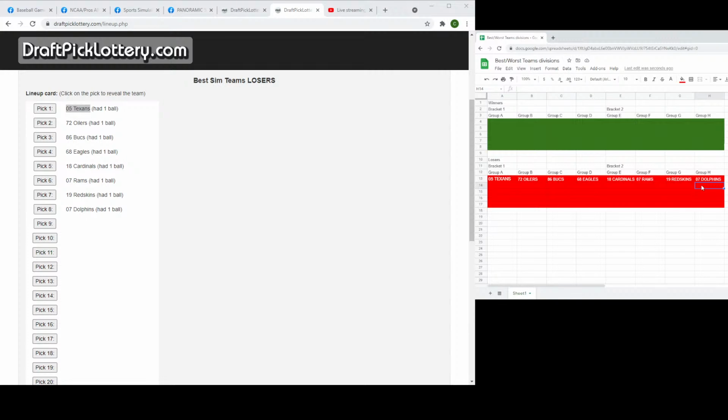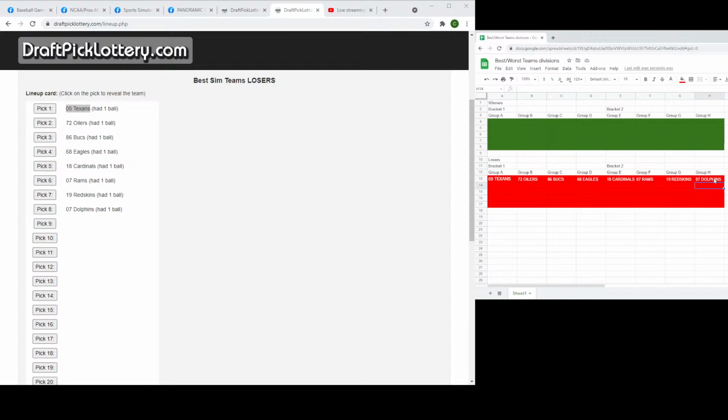So for the losers, you have Group A, the 05 Texans, the 72 Oilers, the 86 Bucks. Now this is shaping up. I don't see 2 really atrocious teams in the same group right now. I see the 72 Oilers, which were really bad, the 86 Bucks, which were putrid, the 07 Rams, which are absolutely god-awful, and the 07 Dolphins. So I don't see any garbage-a-thons right there.